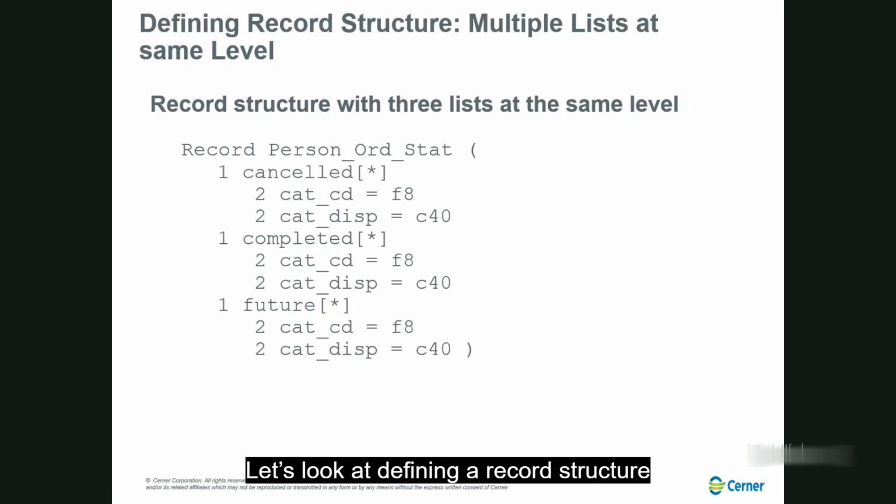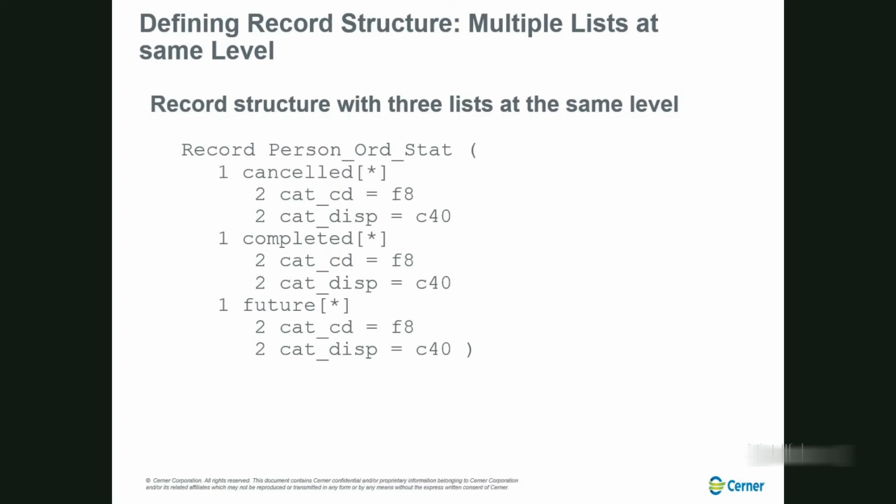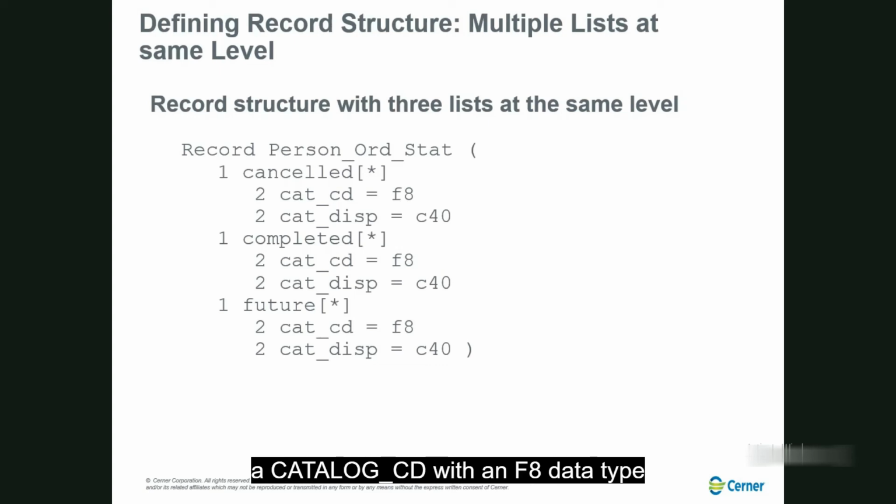Let's look at defining a record structure that has lists at the same level. This is a record structure called person ord stat. It contains 3 independent lists at one level: a canceled, completed, and future orders list. The number of orders to be stored in each of the lists are unknown, so an asterisk is used in the square brackets. Within each of the lists, it's storing 2 items: a catalog code with an F8 data type and its respective catalog code display that has a C40 data type.